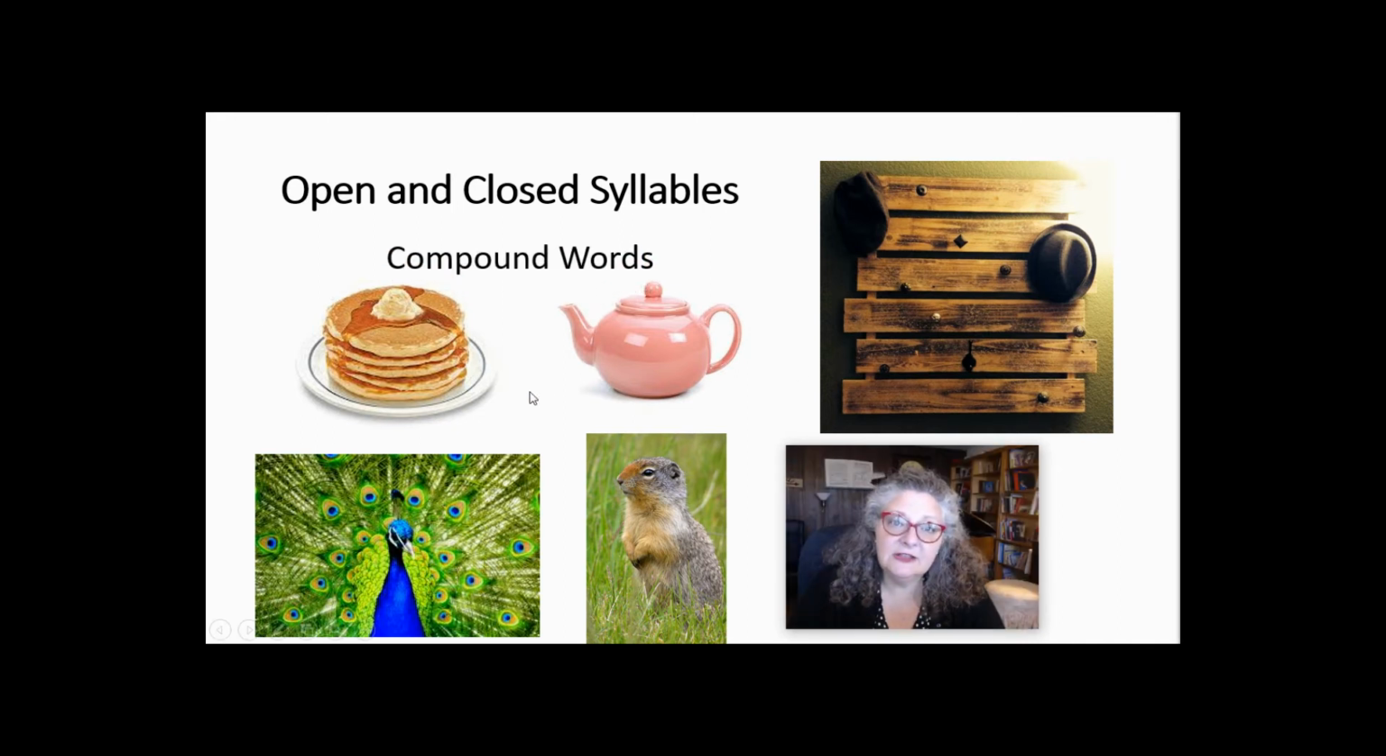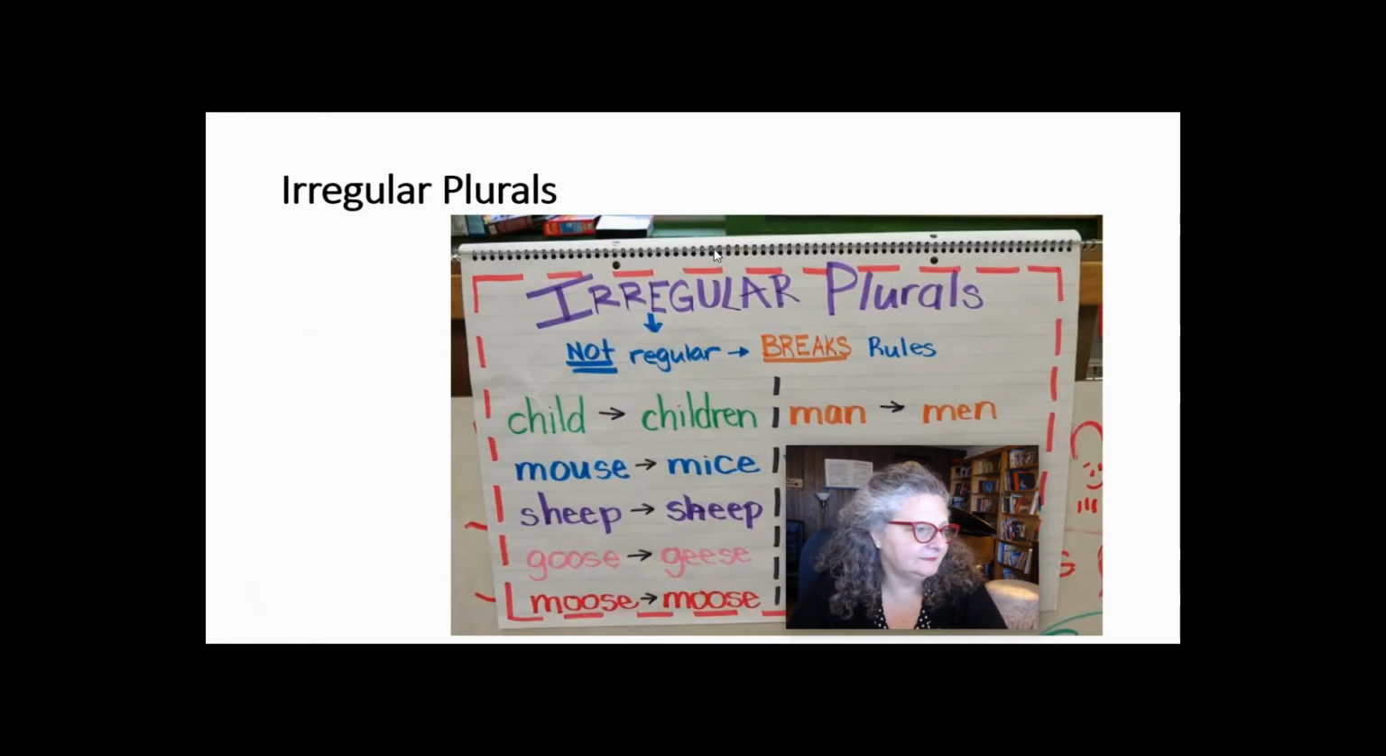Another little feature that's part of this stage is this idea of compound words. So hat rack, teapot, and pancakes are all examples of words that are made by gluing 2 words together. Compound words are nice because if you know how to spell each part of the compound word, you can spell the whole long word.